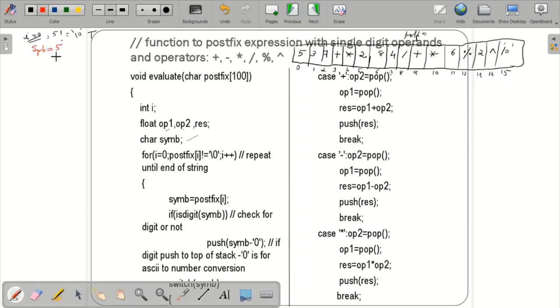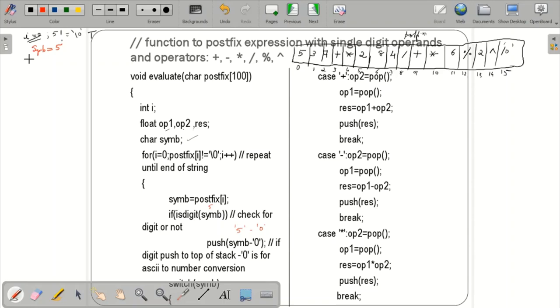Okay, if is digit sym, if your sym is a digit, yes, sym is 5, check for digit or not. Yes, it is a digit. If it is so, push sym minus 0. Now what is happening over here? Since your sym is a character, we need to push that particular sym into the stack. Since it is a character, we need to convert it using the ASCII format. So what is the ASCII format over here? Sym is your 5. So this 5 minus 0.